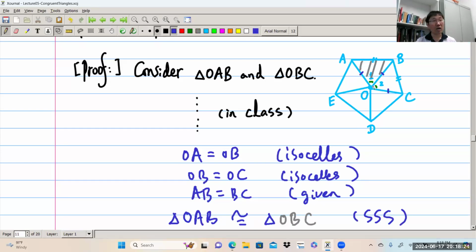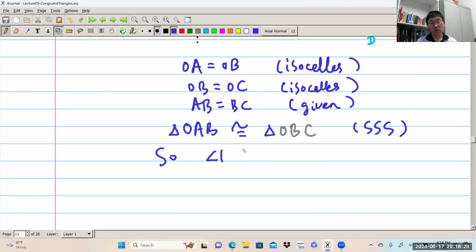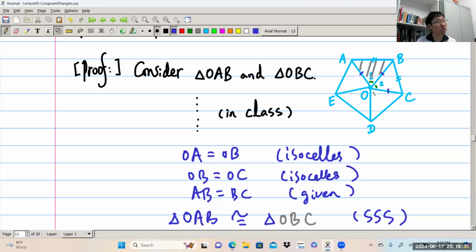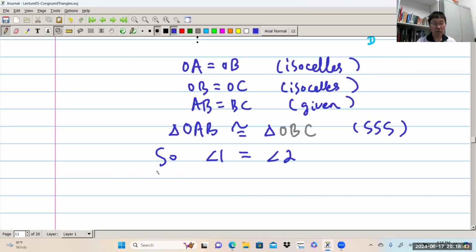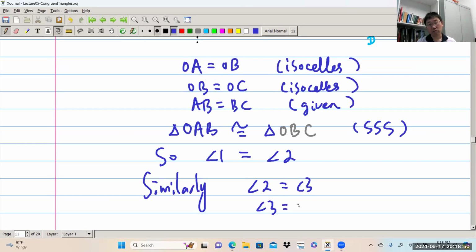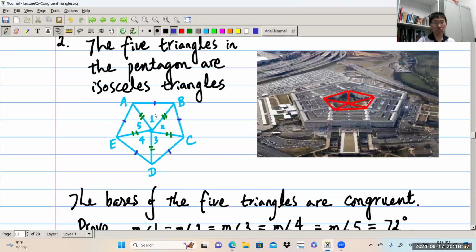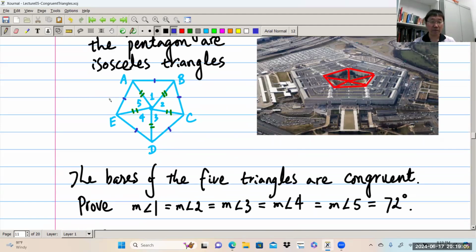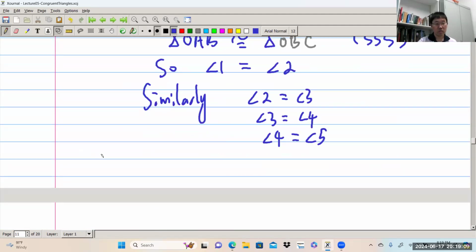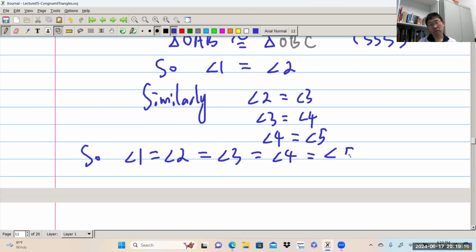So now what can you claim? You can claim angle 1 and angle 2 are congruent, so the measure of angle 1 equals the measure of angle 2. Similarly, you can prove angle 2 is congruent to angle 3, and angle 3 is congruent to angle 4. You just take the other 2 neighbors to do the same thing. So angle 3 is equal to angle 4, and angle 4 is equal to angle 5. Doesn't matter which pair, we apply the same argument. Then you can claim all these 5 angles are congruent. So angle 1 equals angle 2, by the transitive property equals angle 3, equals angle 4, equals angle 5. That means their measures are the same.